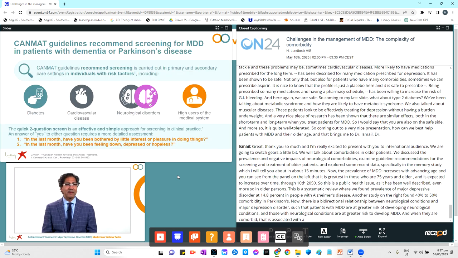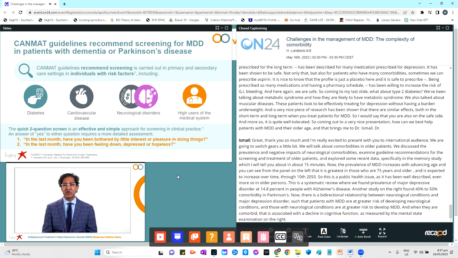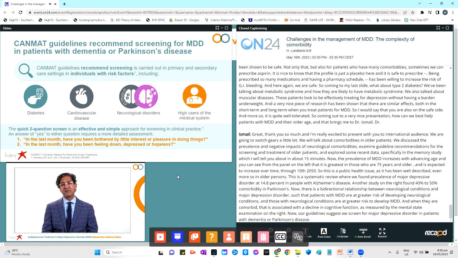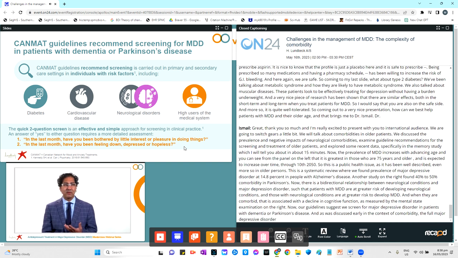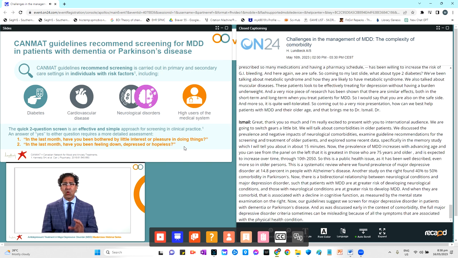Now, our Canadian CANMAT guidelines suggest we screen for major depressive disorder in patients with dementia or Parkinson's disease. And as was discussed earlier, in the context of comorbidity, the full major depressive disorder criteria sometimes can be misleading because of all the neurovegetative symptoms that are associated with the physical health condition. So the guidelines recommend screening based on the two core or cardinal major depressive criteria, that being the dysphoria or depressed mood and the anhedonia or decreased initiative.